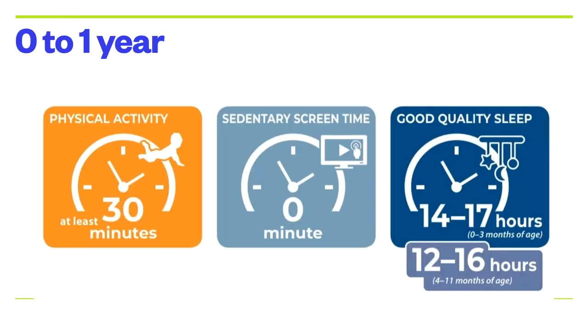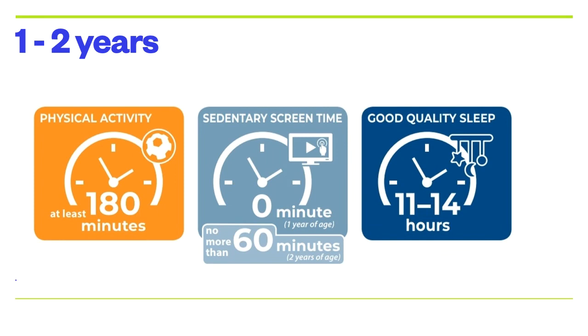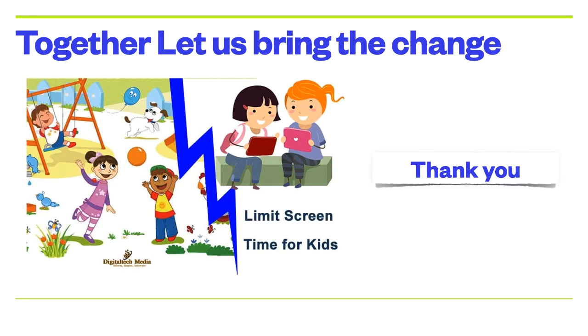Now let's see what WHO says. In infants, physical activity should be at least 30 minutes a day, with no screen time and good quality sleep. In children 1 to 2 years, there should be at least 180 minutes of physical activity, no screen time and good quality sleep. So let's together bring this change by limiting the screen time and increasing the time the child spends on play and interaction with others, and by this we can improve their emotional, cognitive and social development.